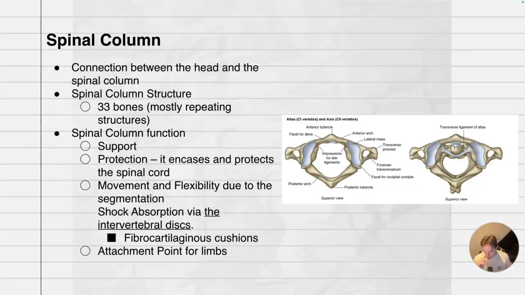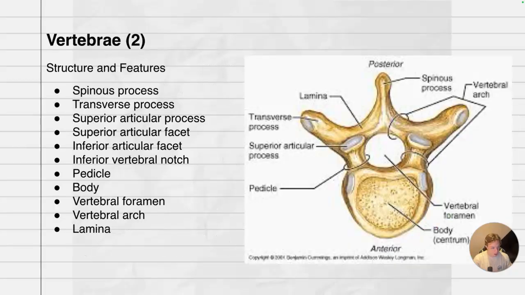All right, so let's move on to the spinal column. There's not much to know here, but there's 33 different spinal structures. I want to see if I have this up here on the next slide. Yeah, okay, so I'll save that.